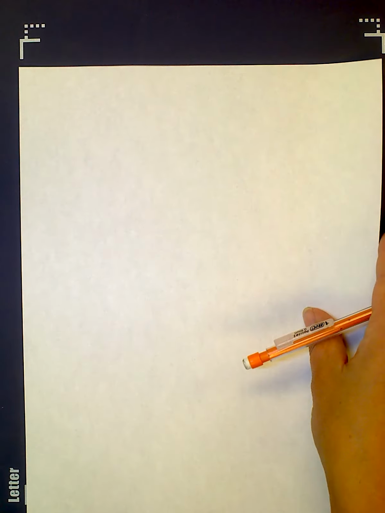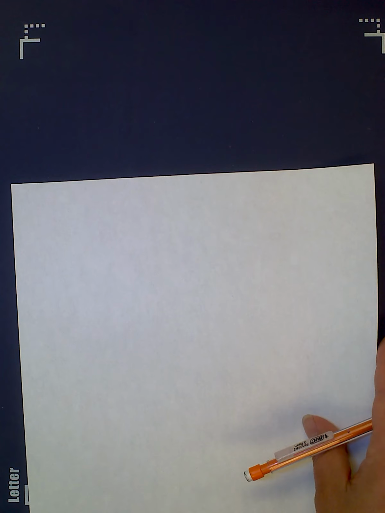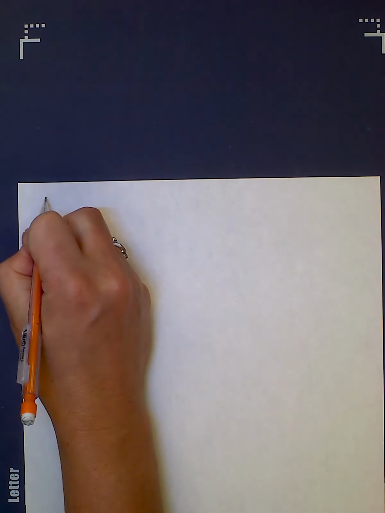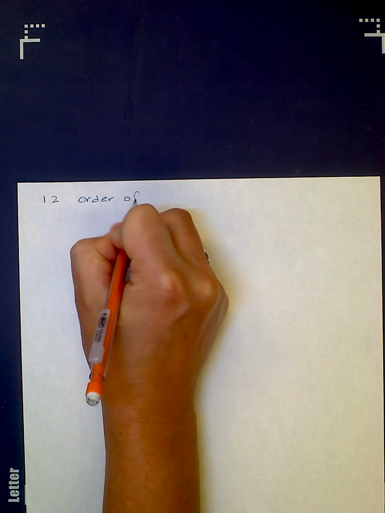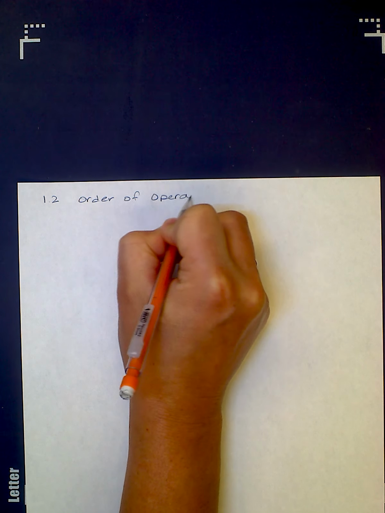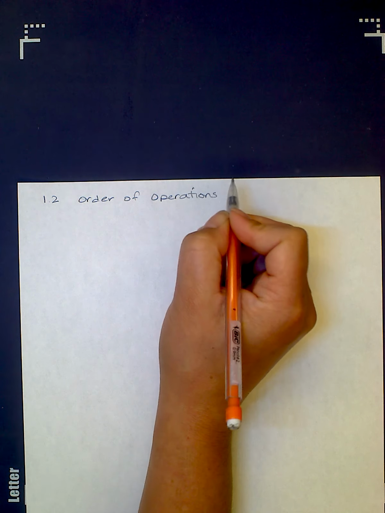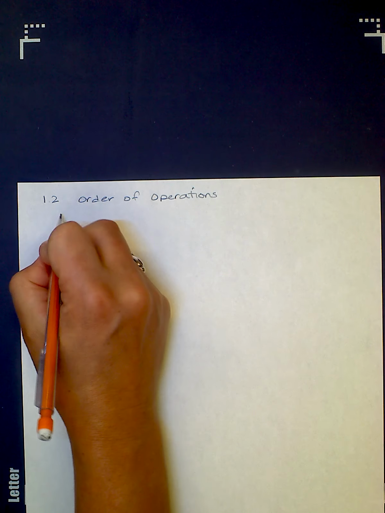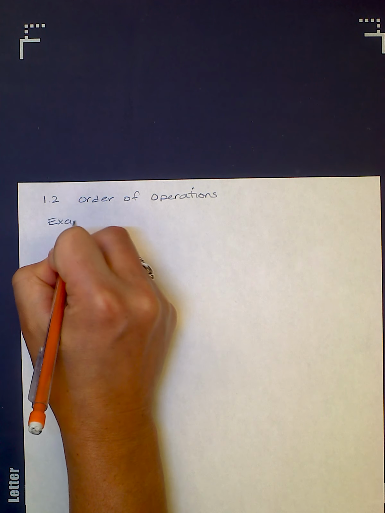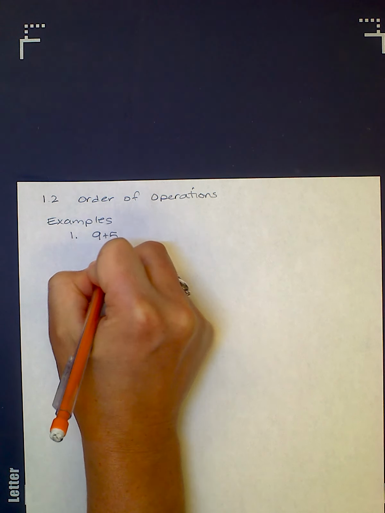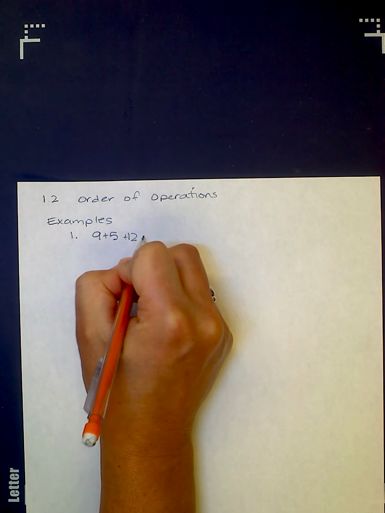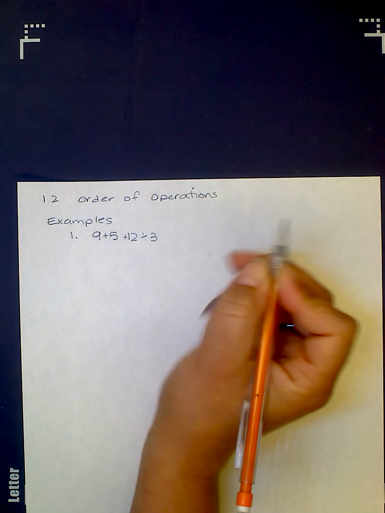Now let's do some example problems here. So on your paper you can write section 1.2, order of operations. Okay, and let's do some example problems. So examples. Number 1, 9 plus 5 plus 12 divided by 3.